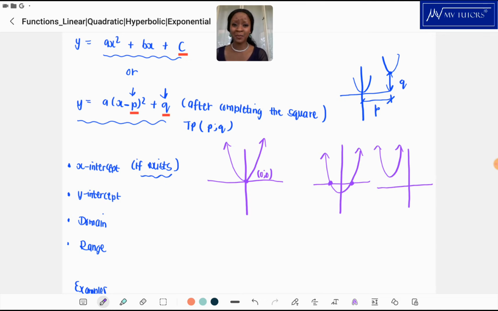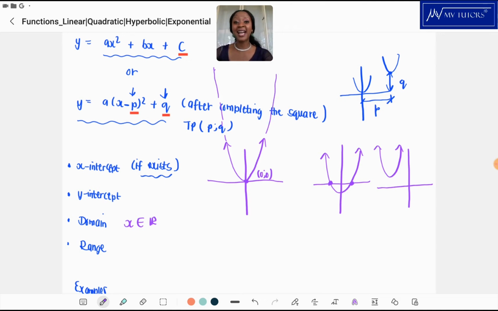Then you talk about the domain. The domain of a parabola is basically the same as the straight line function: x is an element of R. Because if you look at your parabola, I'm just restricted by the page here, but you can see I can actually go on and on and on from negative infinity to positive infinity.